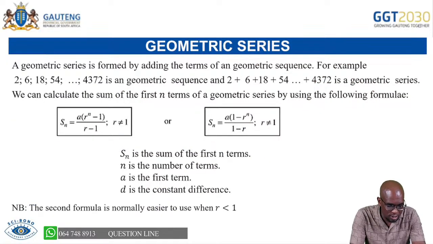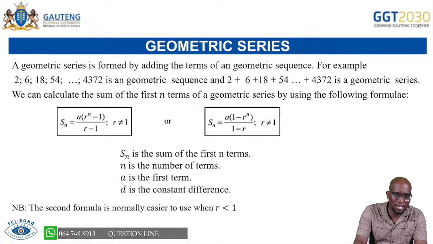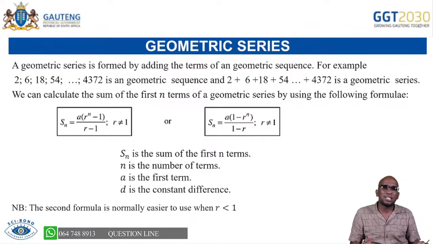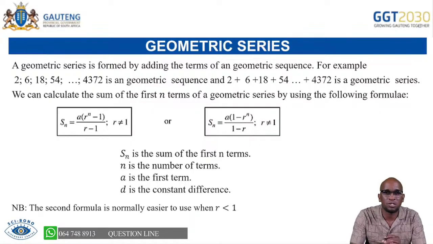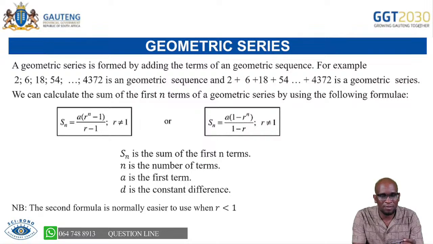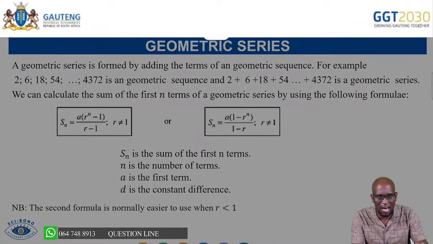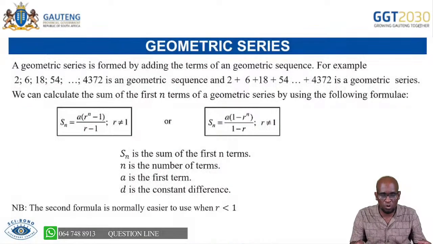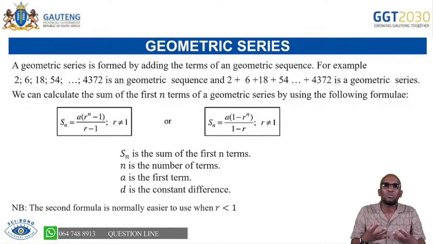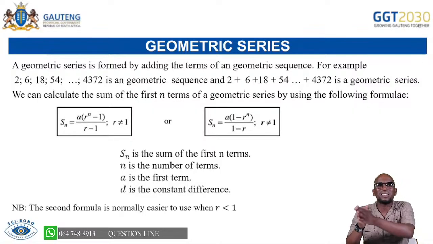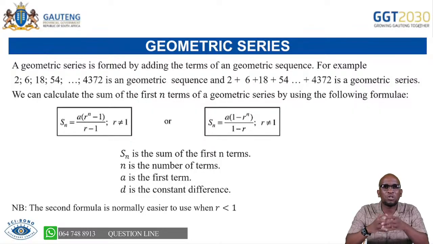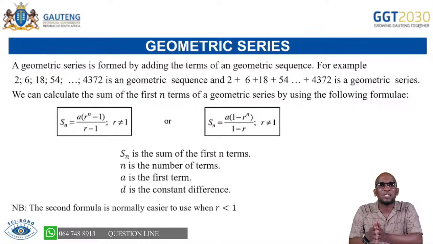Now we are touching on the geometric series. We are done with the arithmetic series. We are now touching base with the geometric series. So we are saying that a geometric series is formed by adding terms of a geometric sequence, just like an arithmetic series was formed by adding terms of an arithmetic sequence. So when we added terms of an arithmetic sequence, we got an arithmetic series. Now when we add terms of a geometric sequence, we get a geometric series.